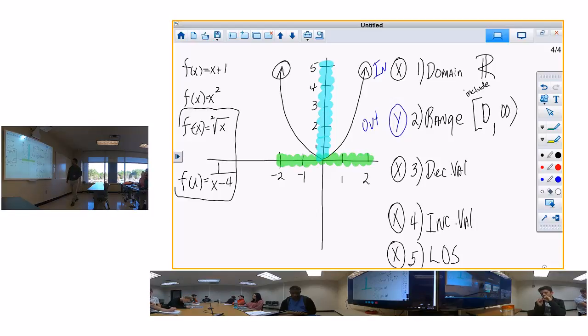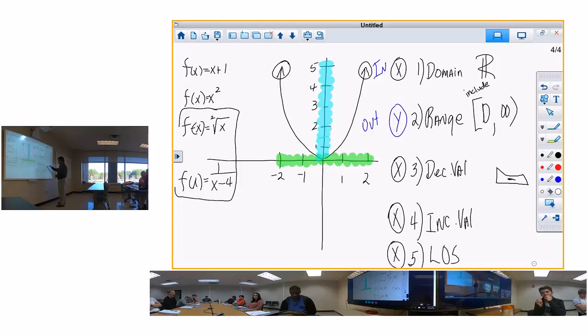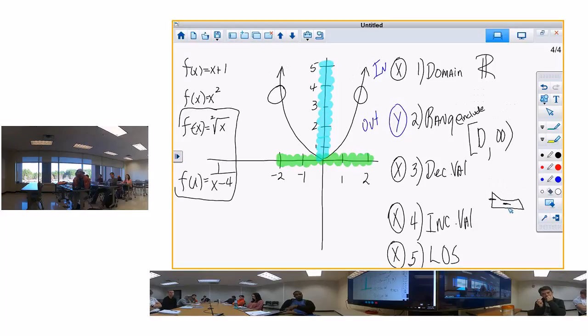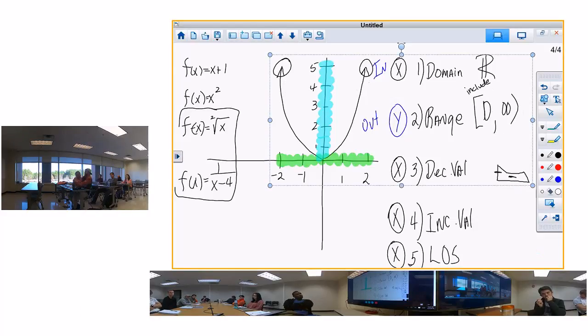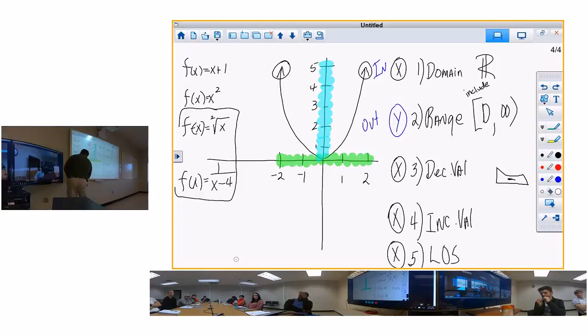Now, decreasing values, here we go. I got to do a little artwork here, which I really suck at. All right, that's a dang space shuttle or something, okay? Now we're going to go over increasing and decreasing values. I drew it too close to my other stuff, so I got to go over here in the corner where nothing's there. All right, there's my plane.